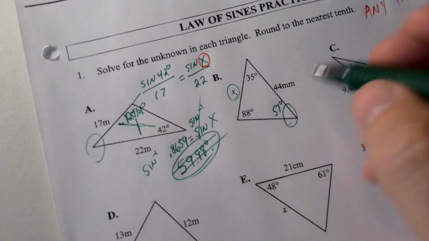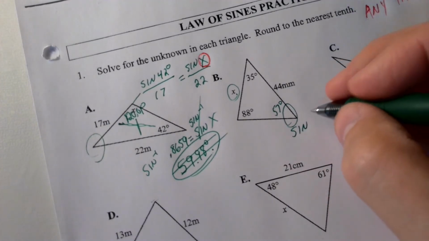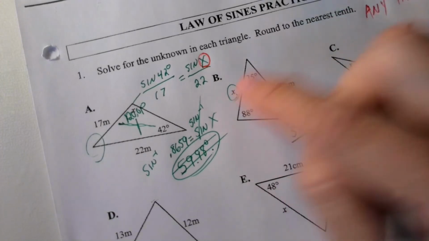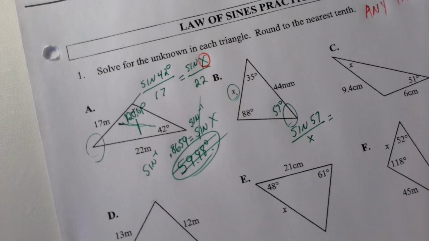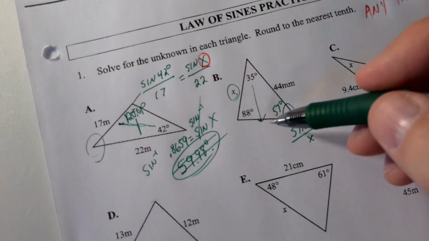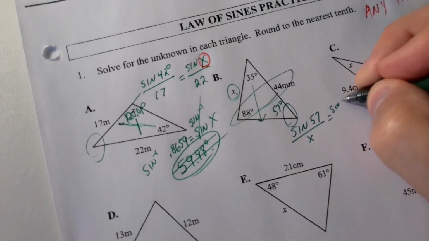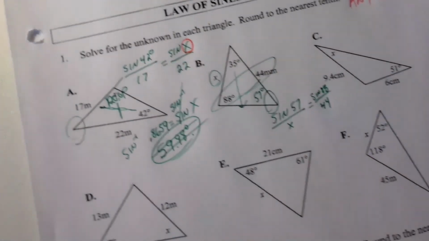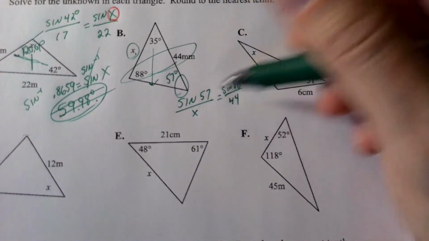So then I'm going to go here. I'm going to do sine of 57 over x, the unknown side, equals, and I need to know two other ones. I can't use 35 because look, I don't know the side length over there, and I can't have two unknowns. But I do know these pairs. So then I can do sine of 88 over 44. Okay? So this is the fraction that I'm going to try and solve for right now. And here's my unknown x.